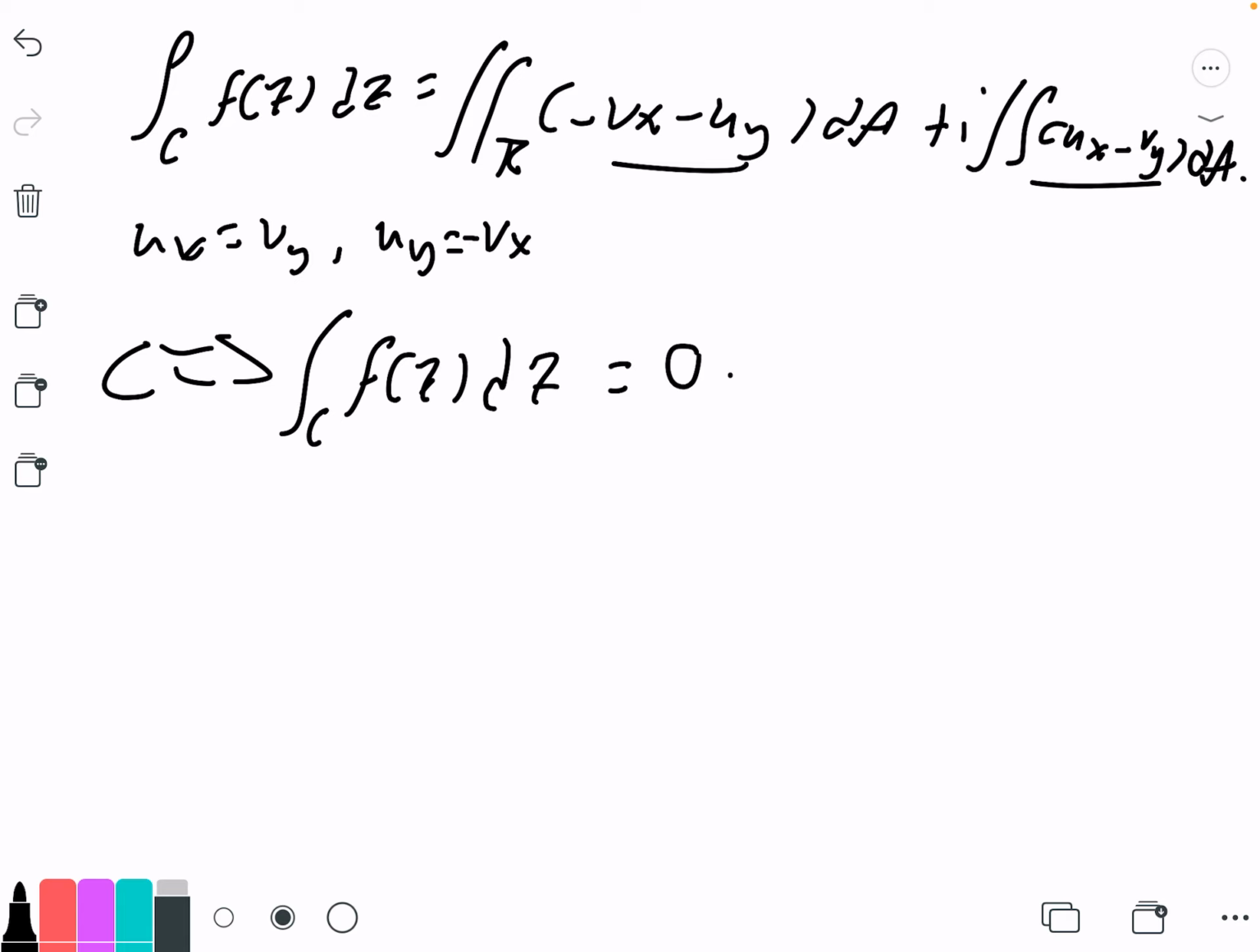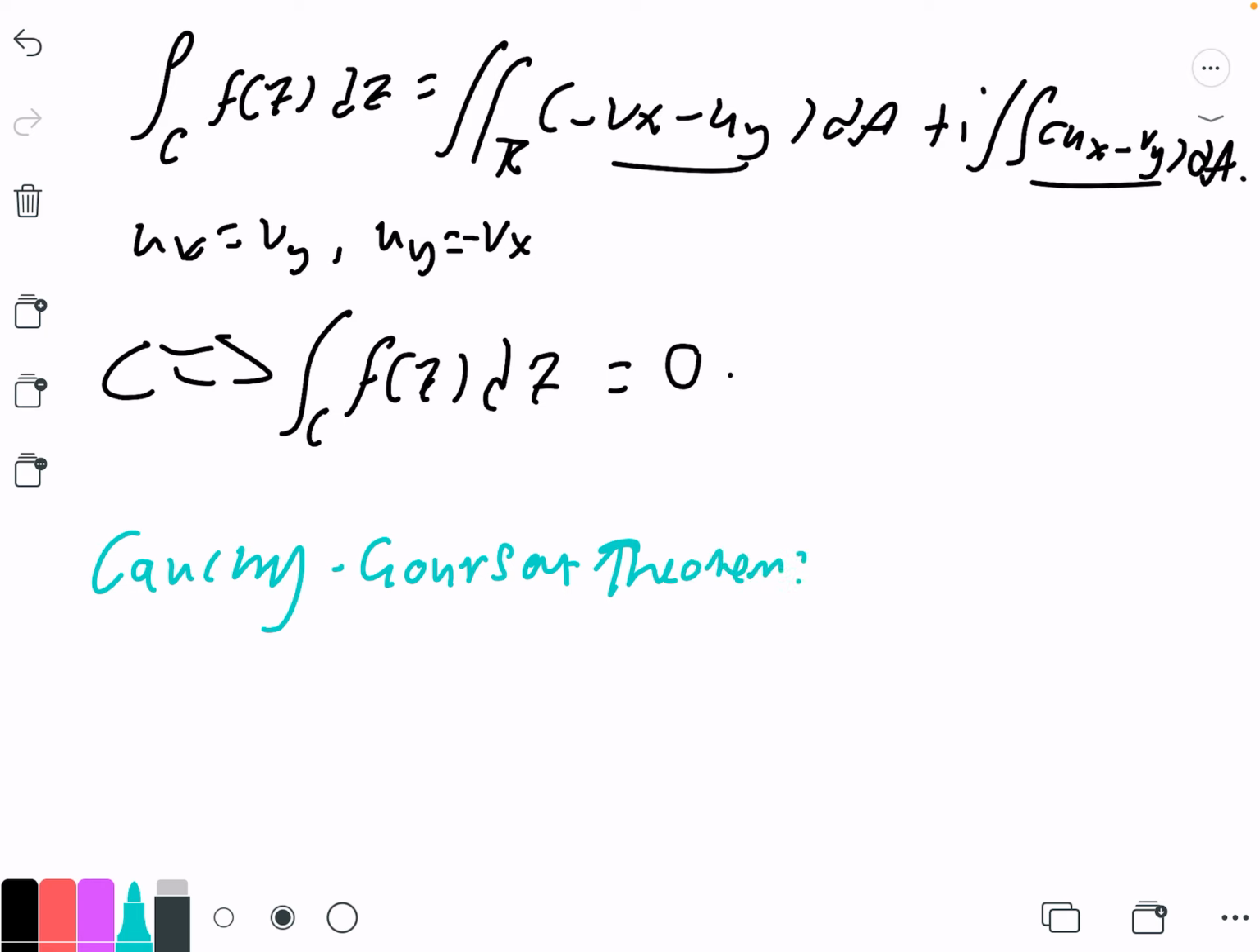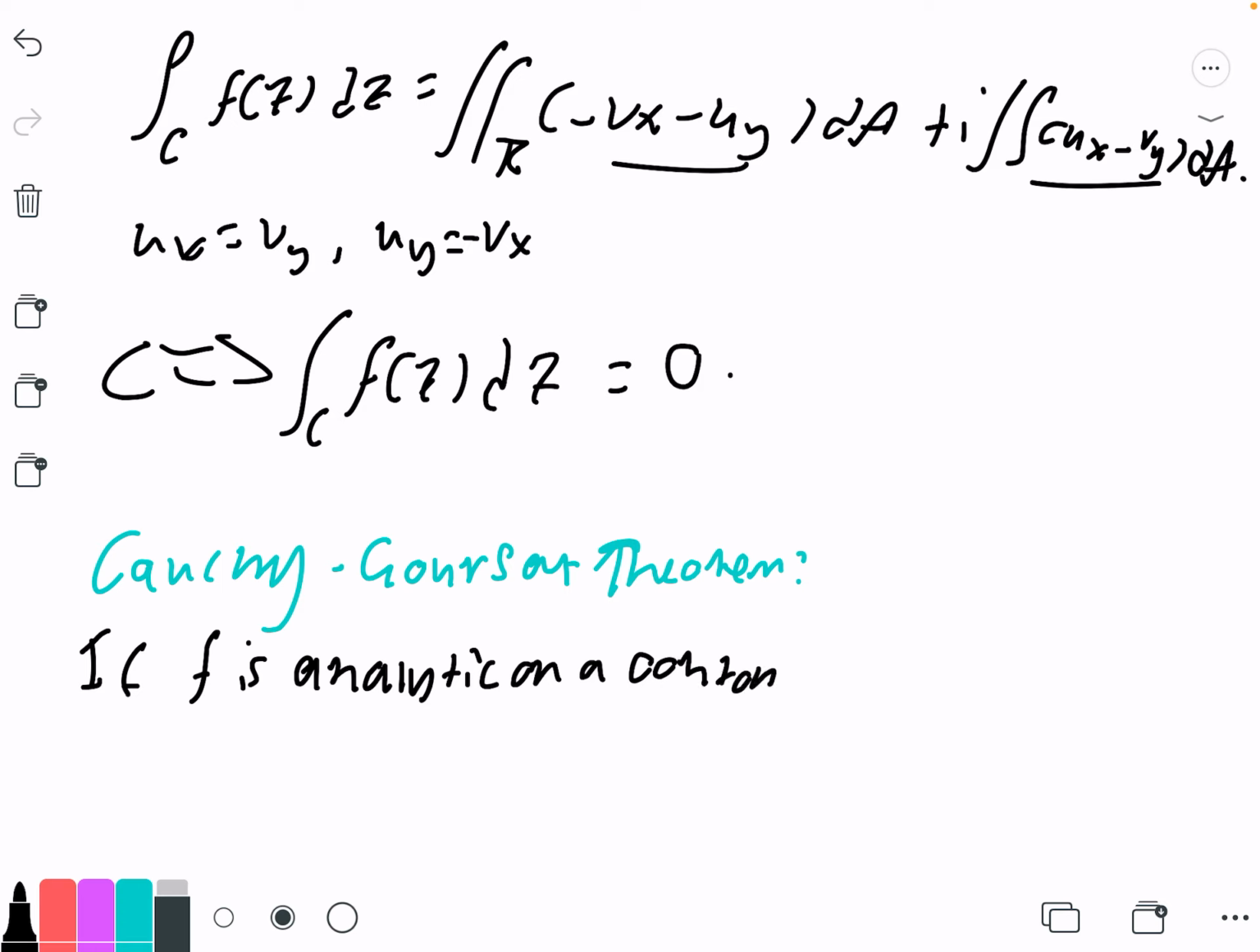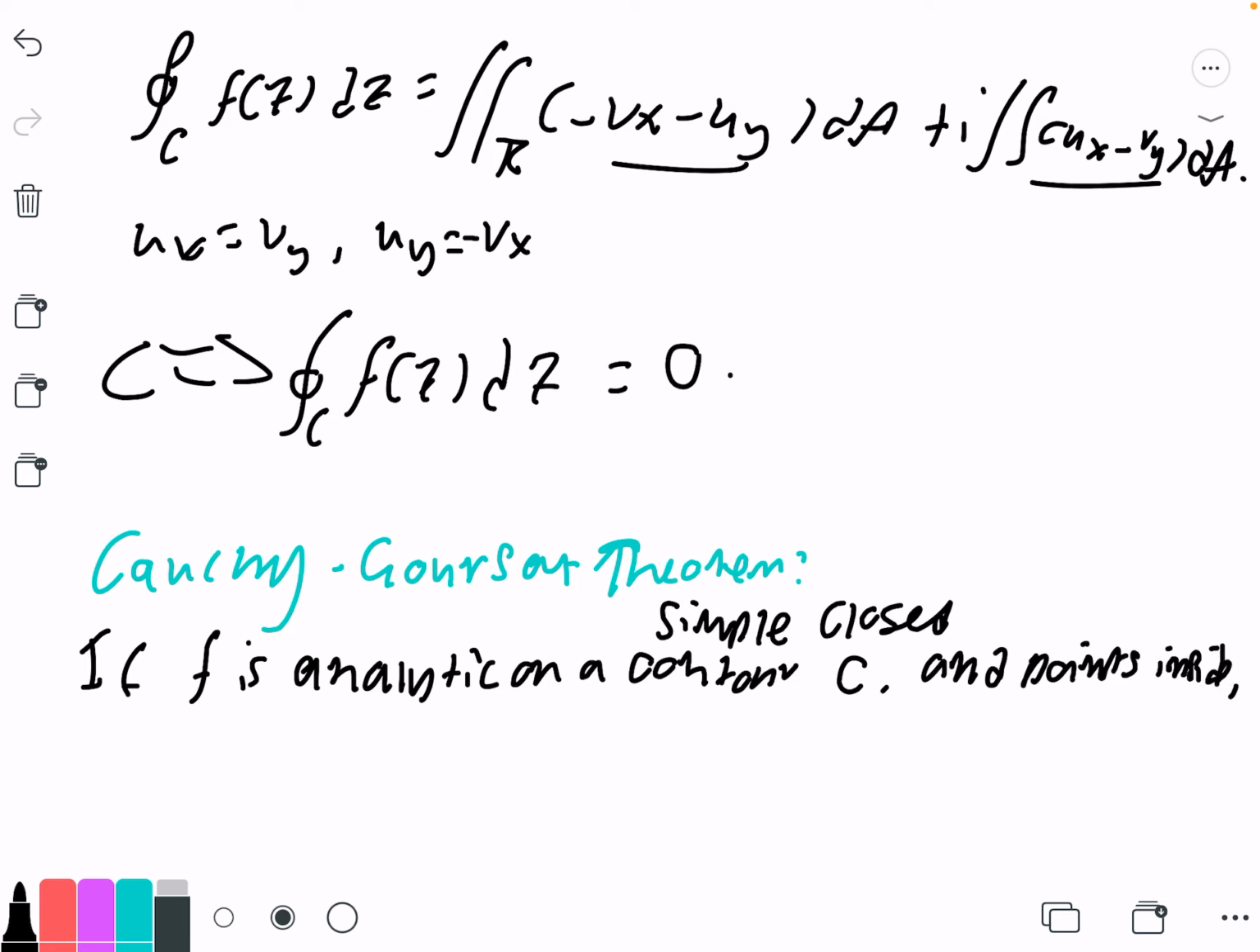However, we can omit the f prime is continuous condition, which is what Goursat himself proved. The rest of this was done by Cauchy before him. So we can state the formal Cauchy-Goursat theorem. If f is analytic at all points on a simple closed contour C and all points inside it, then the line integral of f over this simple closed contour is zero.